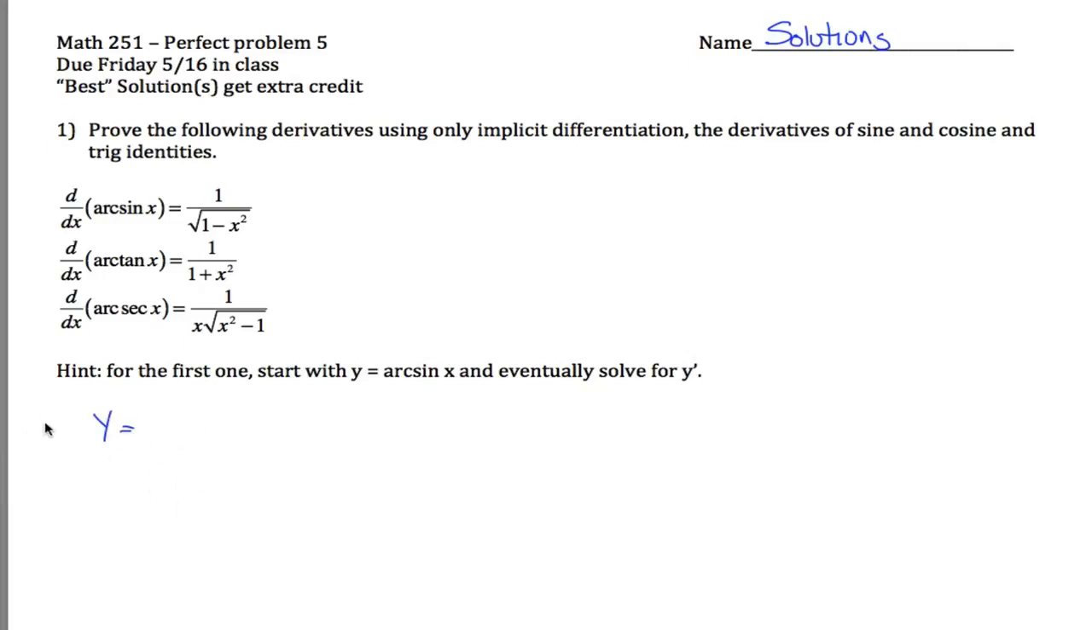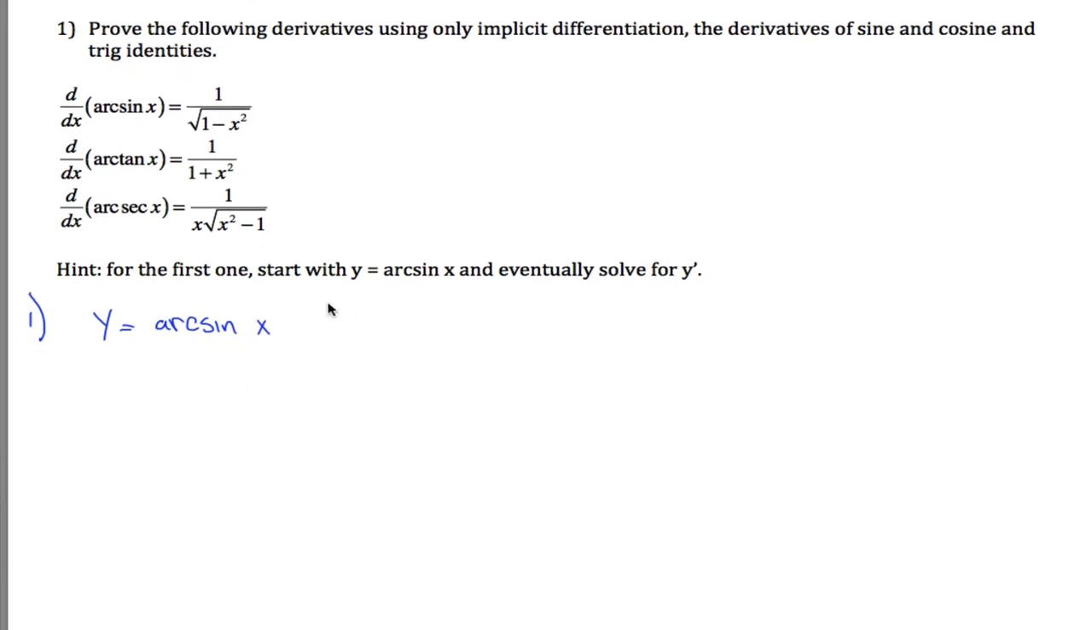So let's see, maybe for the first one, I'll let y equal arc sine of x, and then my goal will be to find y prime. Maybe I even write that here. Let's find y prime. That's basically what this hint right here is saying. So the way to do that is, well, we don't know the derivative of arc sine of x is what we're trying to show. So I can't just take the derivative of both sides of the equation.